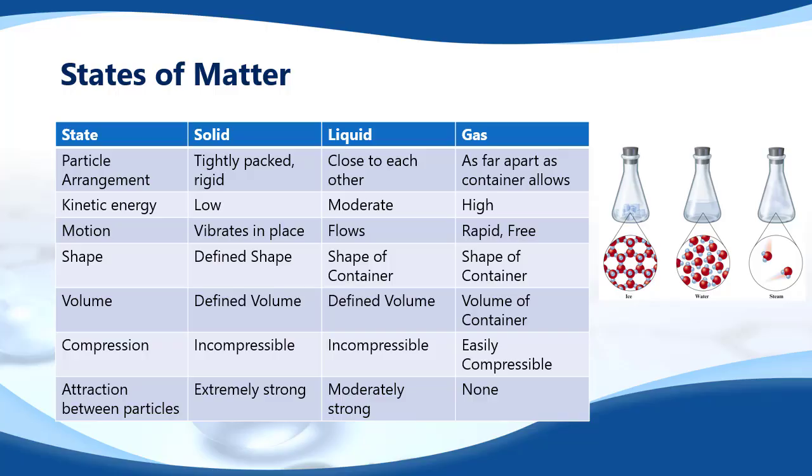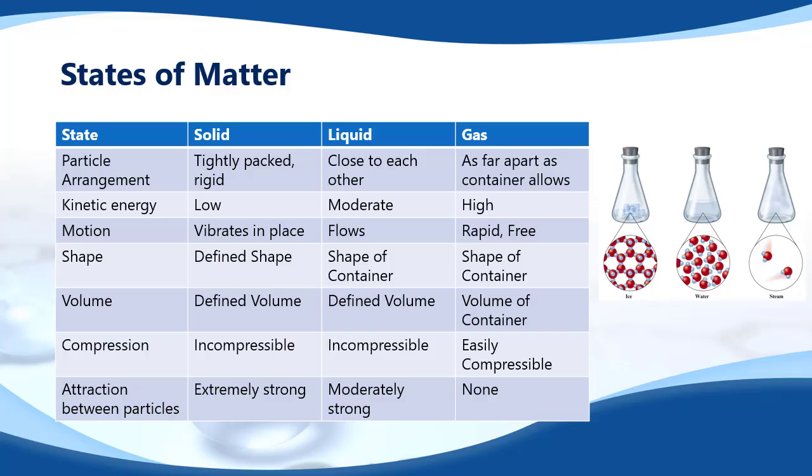Then when we get into a gas, the particles spread out as much as possible, right? They don't want to be near each other. That means since they're far apart, they have very high kinetic energy. They move very rapidly. They have free motion between the particles. They take the shape and the volume of their container. Very easy to compress a gas, right?